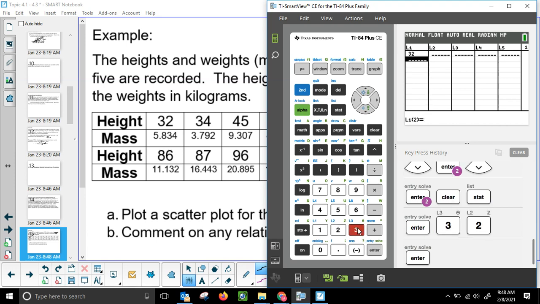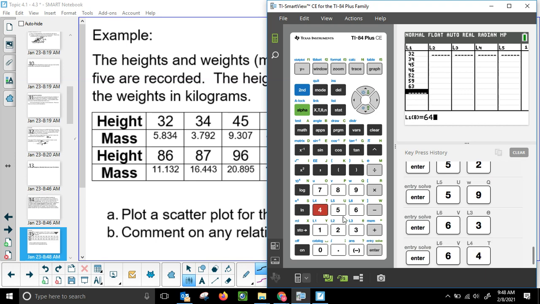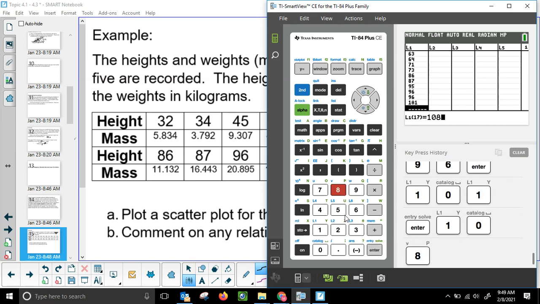So 32, 34, 45, 46, 52, 59, 63, 64, 71, 73, 86, 87, 95, 96, 96, 101, 117, and 121.